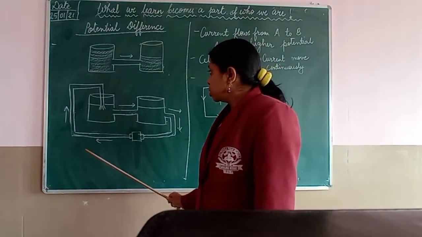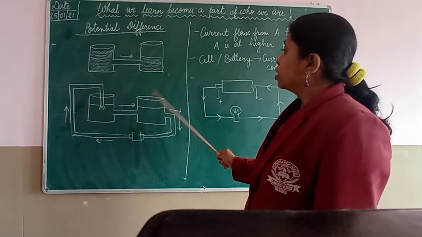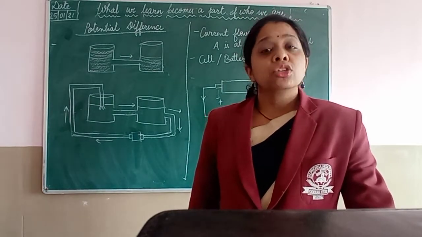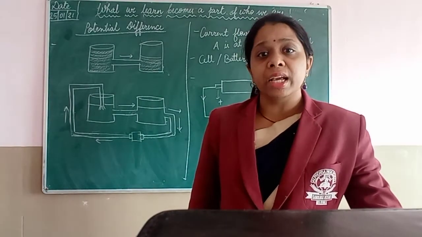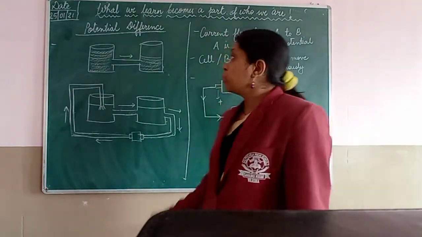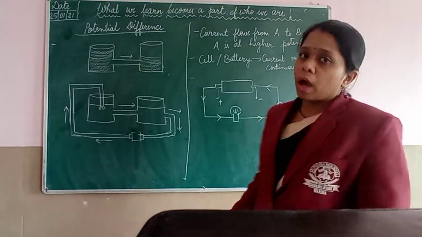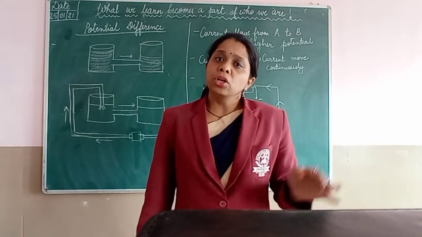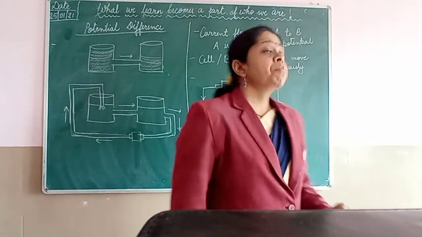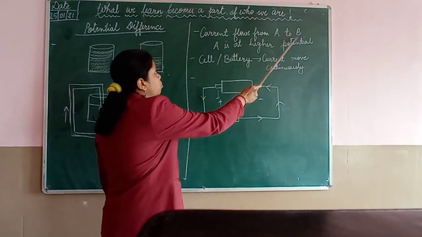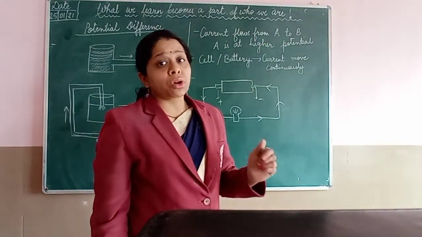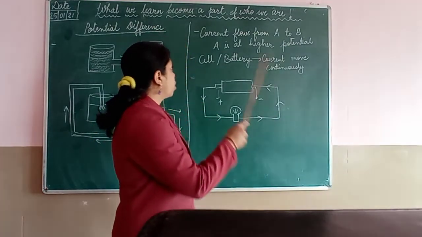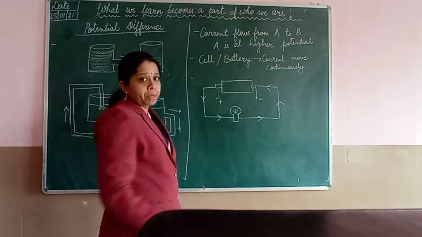But if I want such a thing to be done by connecting electricity, then the difference that is created is called potential difference. You have to remember, in the same way as water always moves from higher concentration to lower concentration, current will also flow from A to B. And why? Because A is at the higher potential. Therefore, it will always move from A to B.